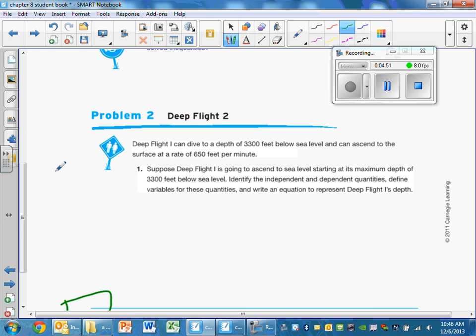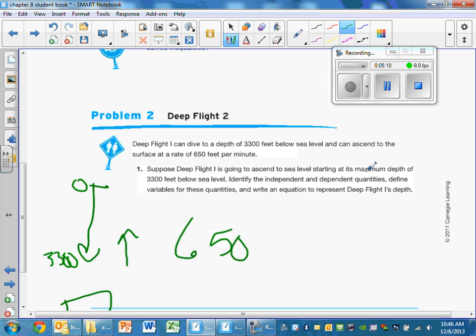Suppose Deep Flight 1 is going to ascend to sea level starting at its maximum depth, so all the way down at the bottom here was 0. This is the land. It goes all the way down to 3,300. And I want to make an equation for it going up at 600 feet per minute. And I want independent, dependent, and quantities. Try number 1 now and press play when you're ready.